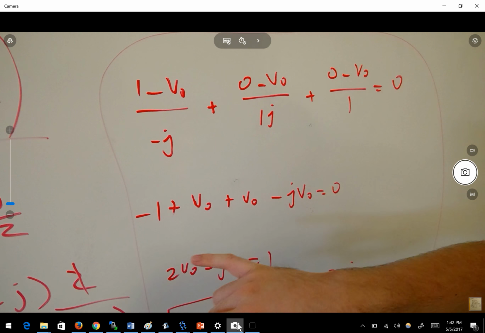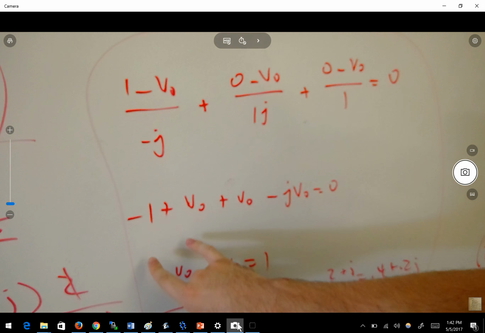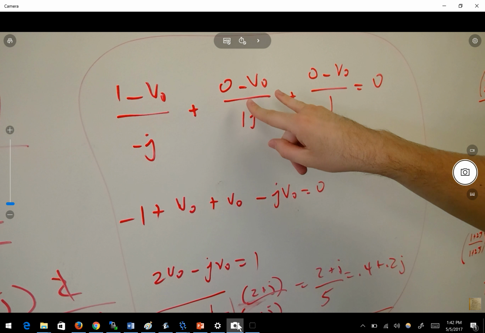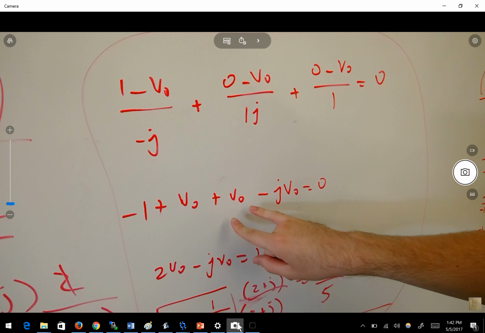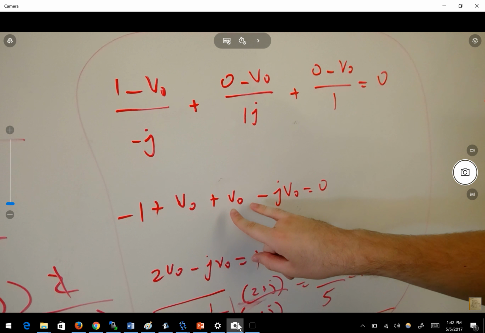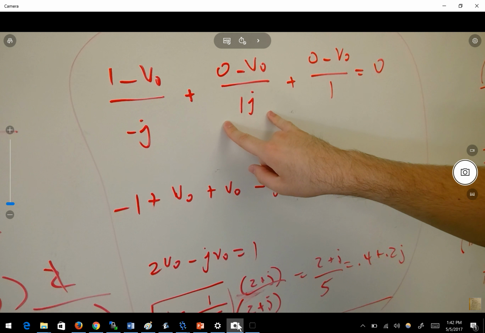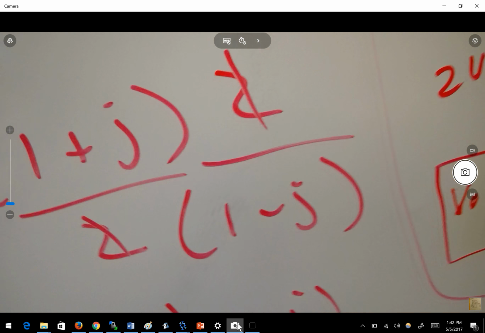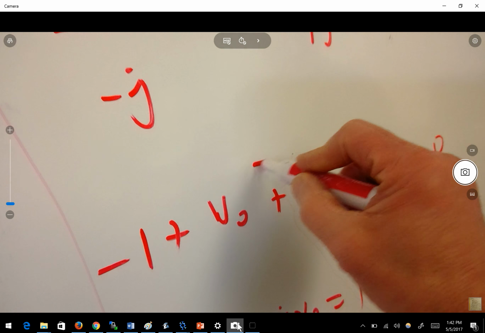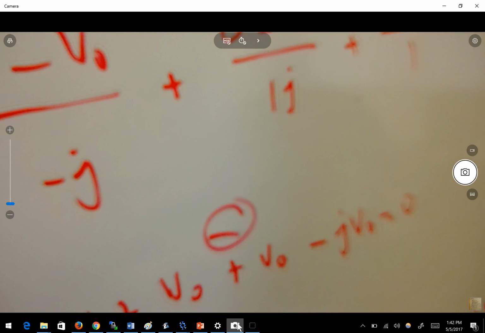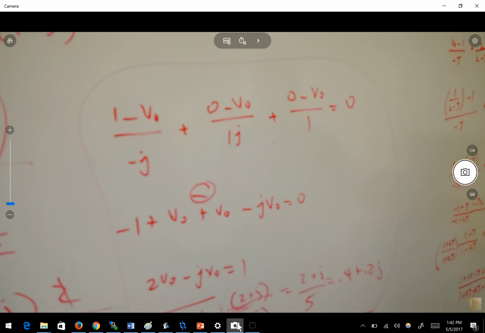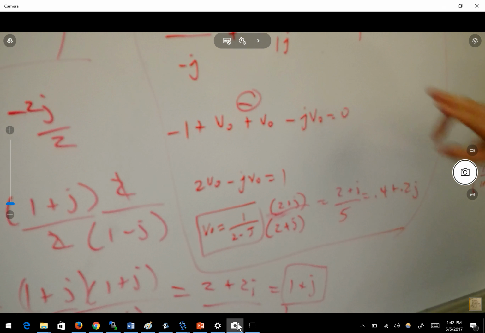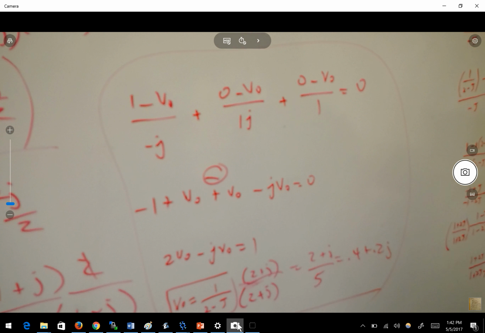So multiplying by J here, you're going to get minus 1 plus VO. Okay, good. Then multiplying by J here, you're going to get minus VO. Minus J VO. Oh, no, minus VO. Yeah, it's minus VO. See, it's so easy to screw that up. Wait, I think, hold on. And then here it's just minus J VO. So that's where the error is.